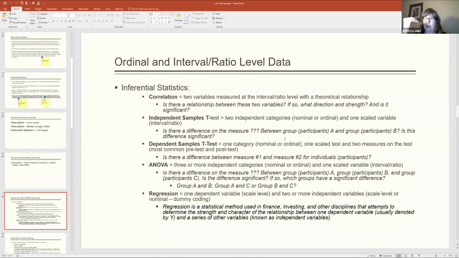So any of those inferential statistical tests you can run with your ordinal, interval, ratio level data. So you can do so much more if your data is at that higher level.